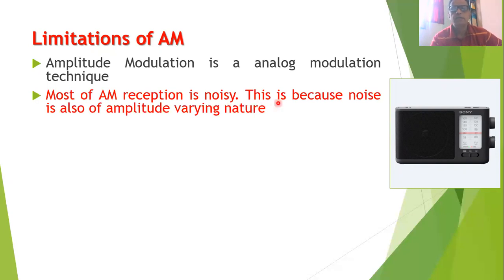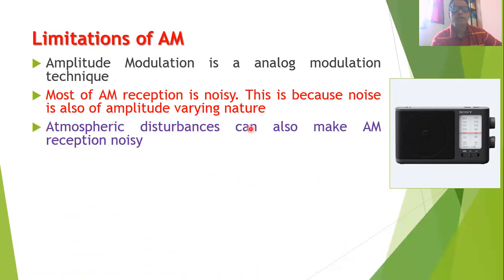The noise gets added into this signal because the noise is also of amplitude varying nature, and therefore our radio receiver cannot separate the noise from the required signal. Many times there are atmospheric disturbances. For example, in the rainy season, there are so many disturbances in the atmosphere. Such disturbances are also of amplitude varying nature, so they are carried along with the required signal, and they make the AM reception very noisy.